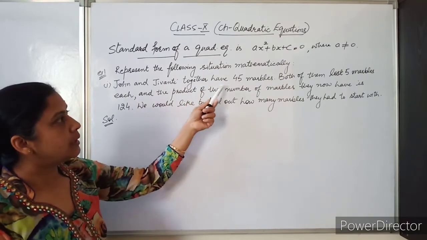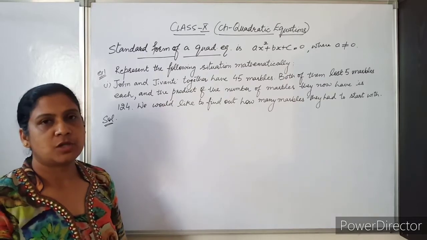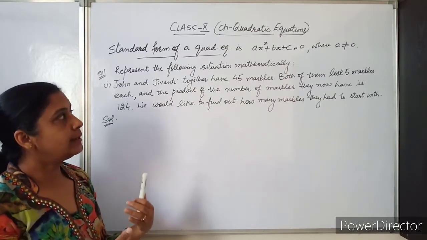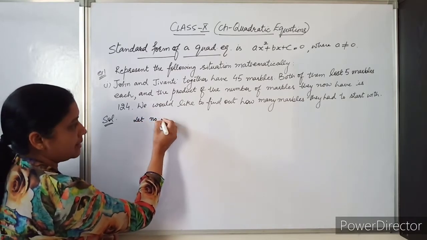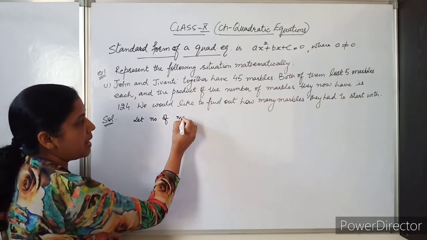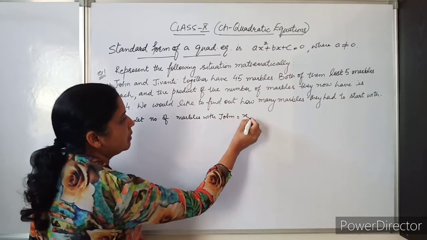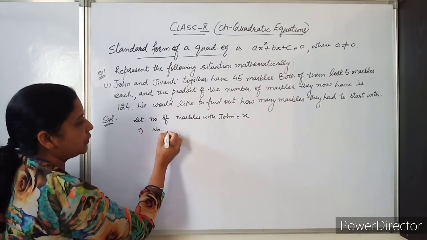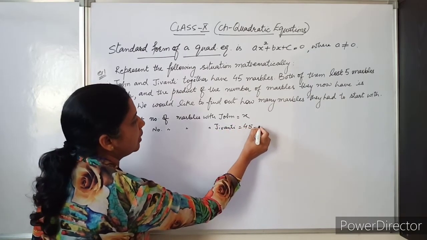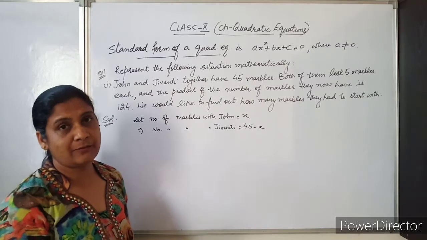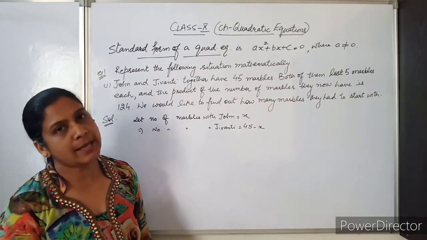John and Jivanti together have 45 marbles. When I read this much, I do have this information. There are two friends, John and Jivanti, and they together have 45 marbles. It means if I suppose let the number of marbles with John is equal to x, so I have the direct idea that the number of marbles with Jivanti will be 45 minus x, because they together have 45 marbles. So if one of them is having x marbles, the other is going to have 45 minus x marbles.